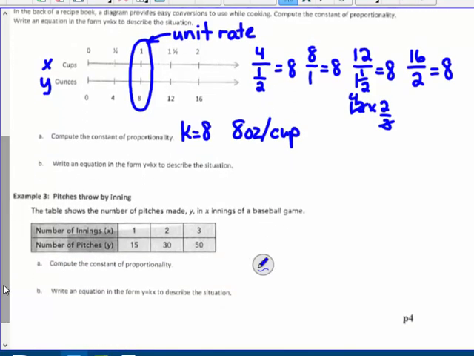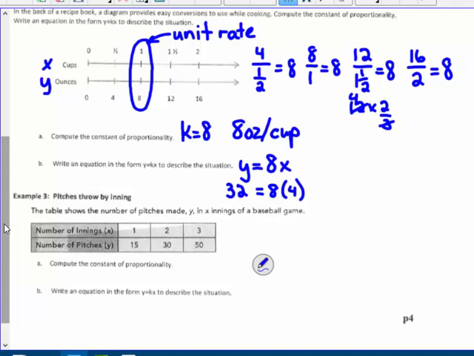Write an equation in the form y equals kx. So my ounces, y, equals 8 times my cups, x. If I have 4 cups, for instance, I have 32 ounces. That makes sense. 4 cups, 4 times 8 is 32 ounces. So that does work. y equals 8x.